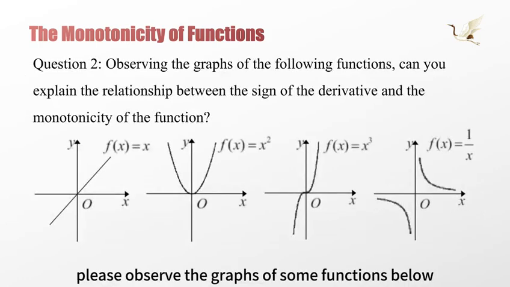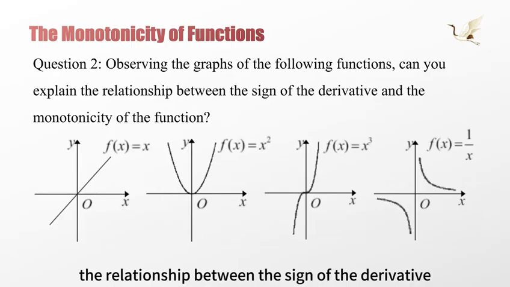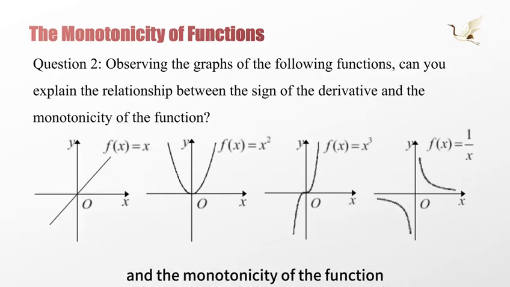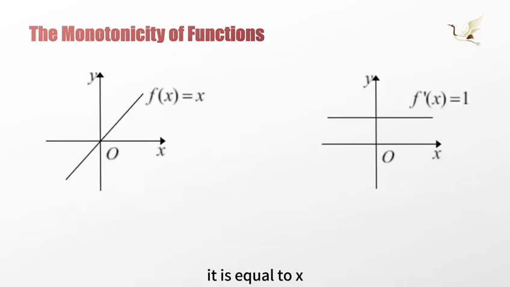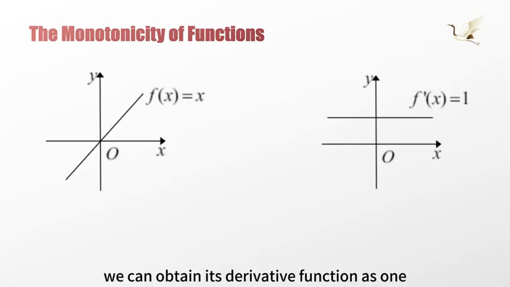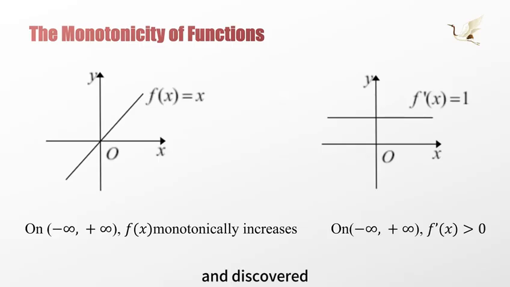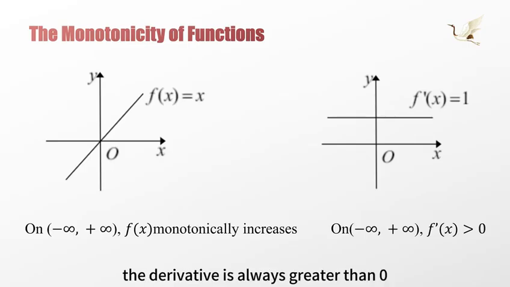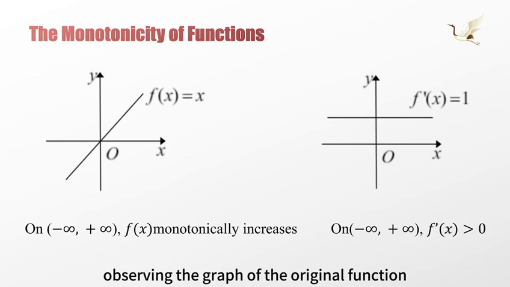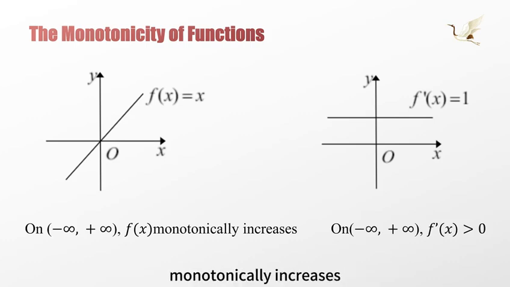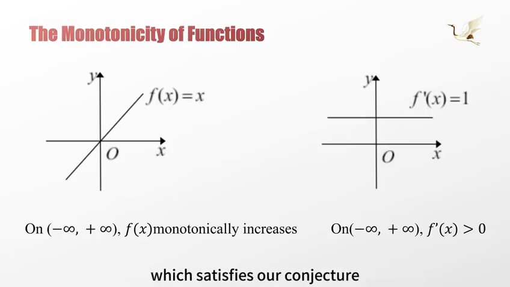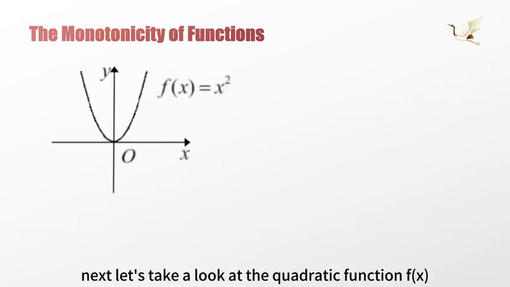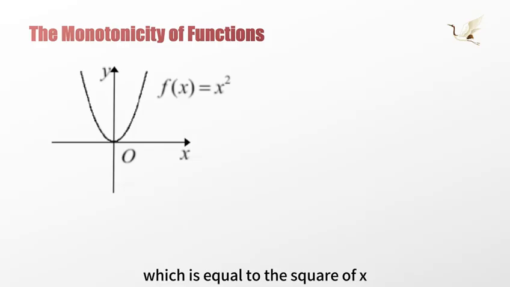Before we verify this hypothesis, let's first use some familiar functions to verify. Please observe the graphs of some functions below. Can you explain the relationship between the sign of the derivative and the monotonicity of the function? Let's take a look one by one. Firstly, for the proportional function f(x) = x, by taking the derivative, we obtain its derivative function as 1. We find that in the open interval from negative infinity to positive infinity, the derivative is always greater than 0. Observing the graph of the original function at the same time, it can be seen that the function monotonically increases in this interval. So the proportional function f(x) = x satisfies our conjecture.